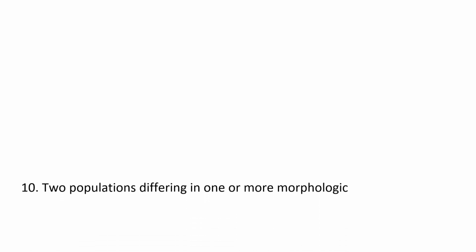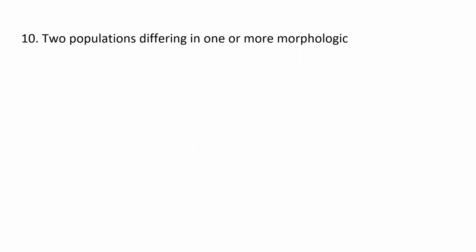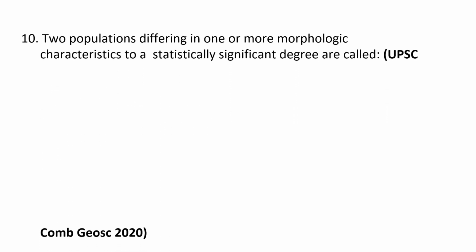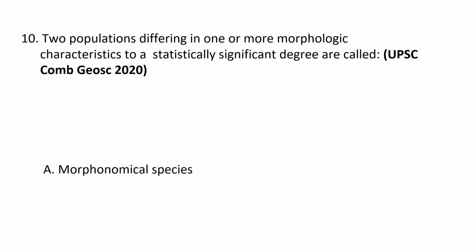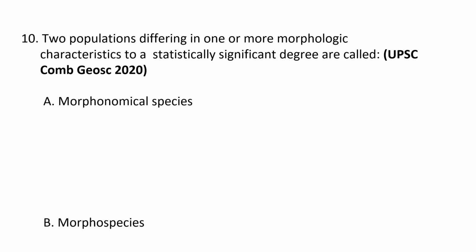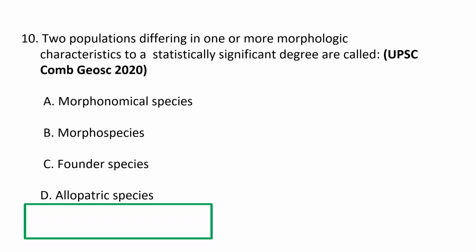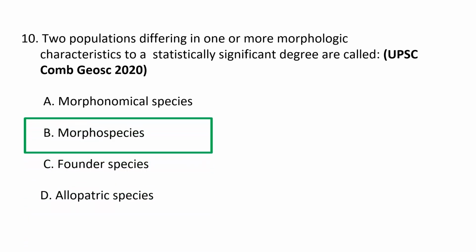Next question. Two populations differing in one or more morphologic characteristics to a statistically significant degree are called A. Morphonomical species, B. Morphospecies, C. Founder species and D. Allopatric species. So the correct answer is morphospecies. A morphospecies is a species designated and clearly separated from other species based on recognized unequivocal morphological features. So B, morphospecies, is the correct option.